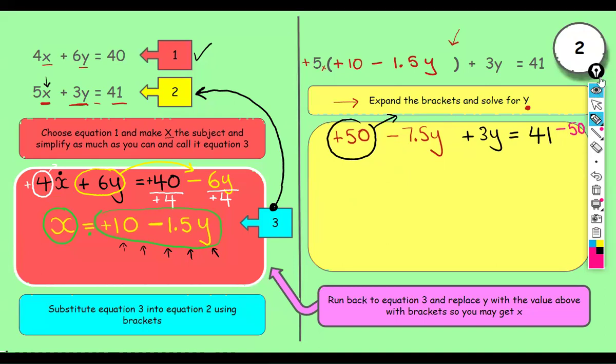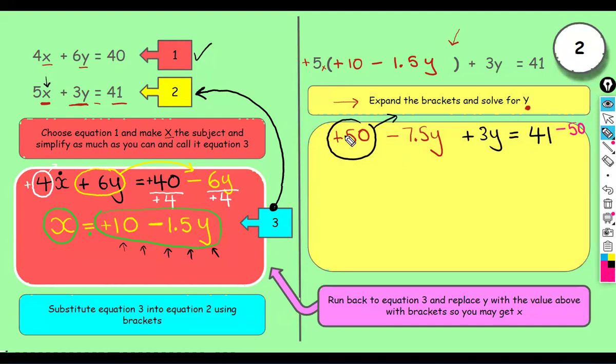Sorry about the little squish there, right? Let me see if I can make... So you throw across positive 50 and it changes to what? Minus 50. Great. So when you throw across the positive 50, right? We should simplify both sides now.